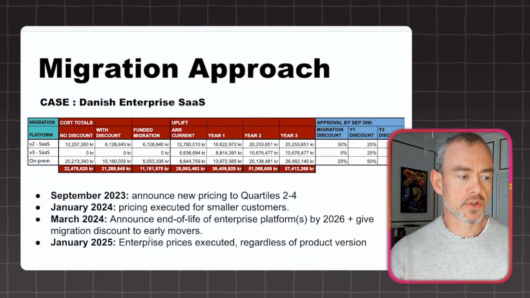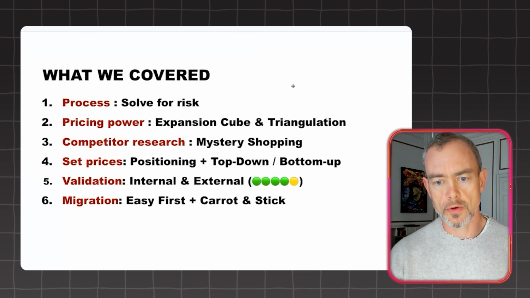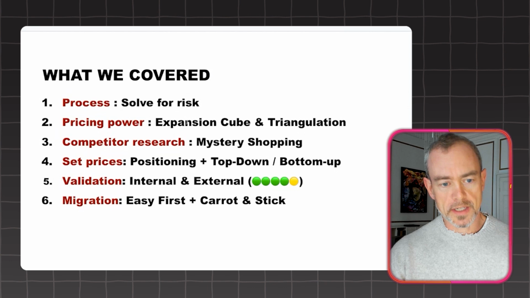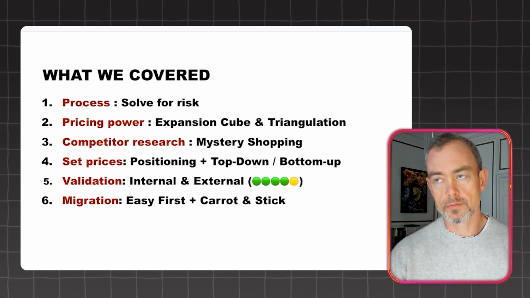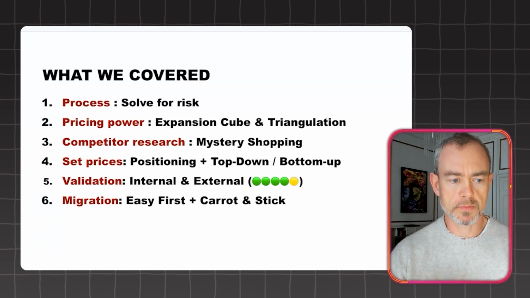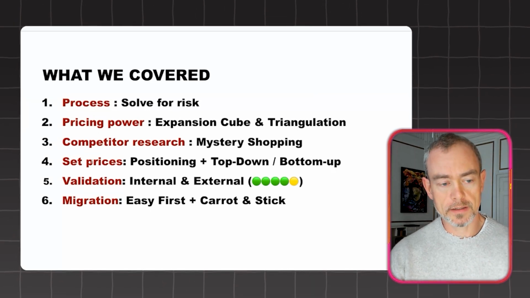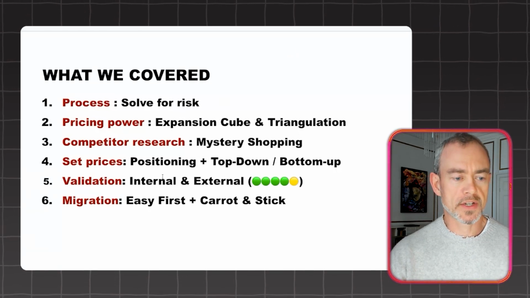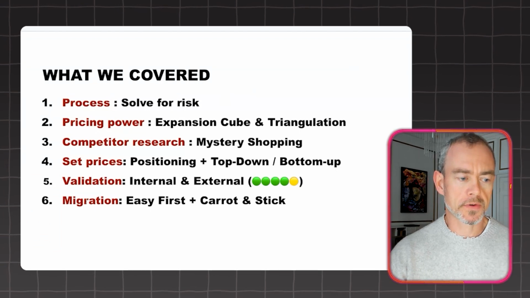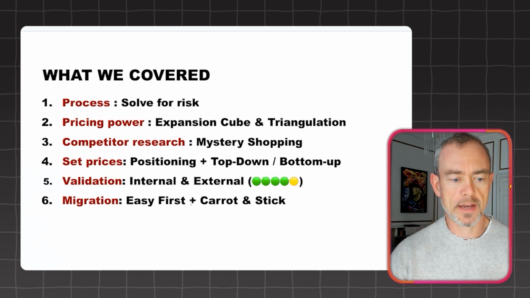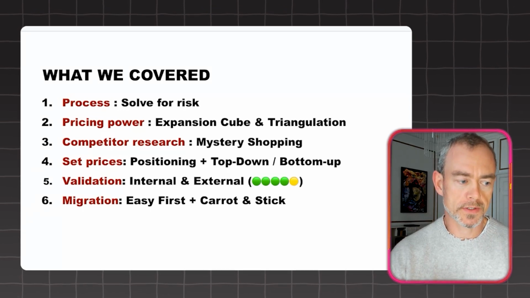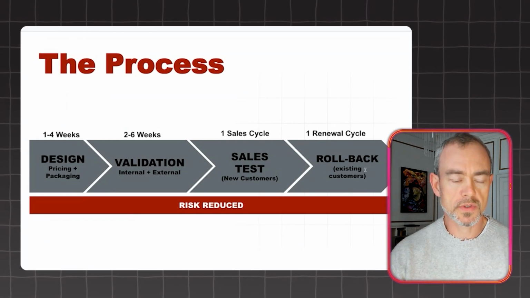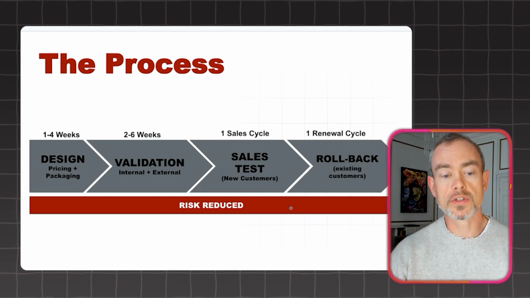So that's the framework. So to repeat, process: solve for risk, design, validate, sales test, migration. The pricing power, we had the expansion cube, and we have comparison externally with competitors and other things. Competitor research was mystery shopping. Prices are set by positioning. Where do we want to be on different segments? And this internal top-down, bottom-up exercise. Validation, internal and external with the traffic light model. And then the migration principle of do the easy ones first, and then have a combination of carrot and stick and phase it in over a couple of years. Processes here again: design, validate, test with sales, and then migrate existing customers, with the purpose of solving for risk or reducing risk over time.